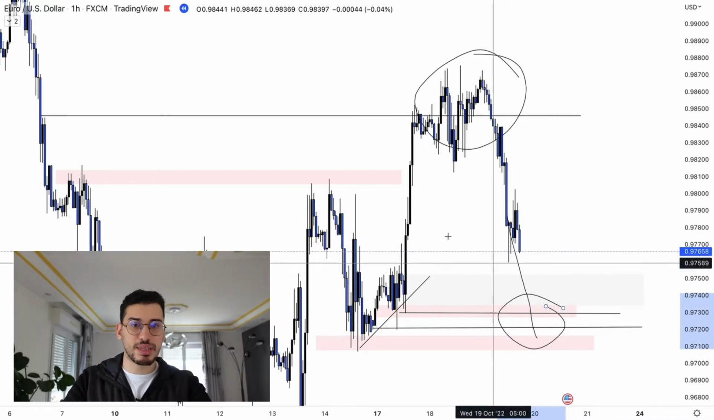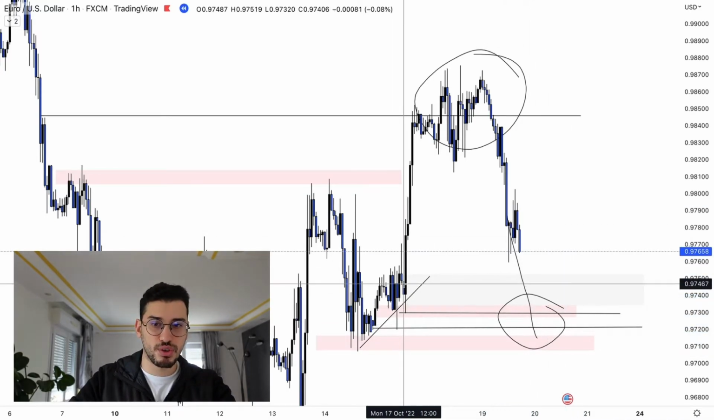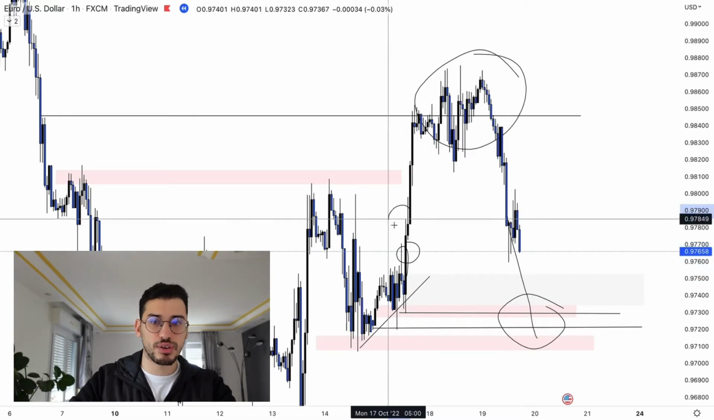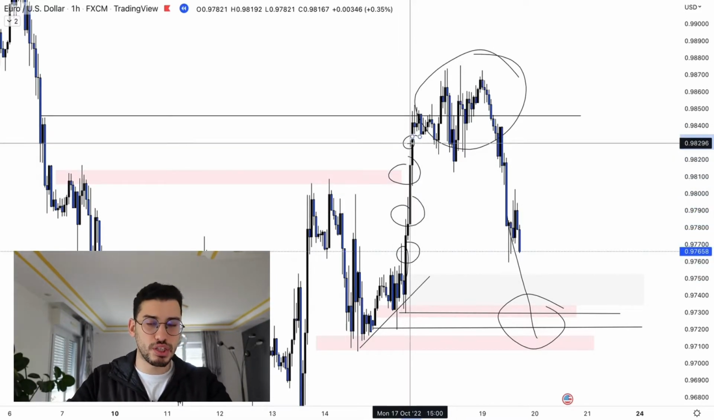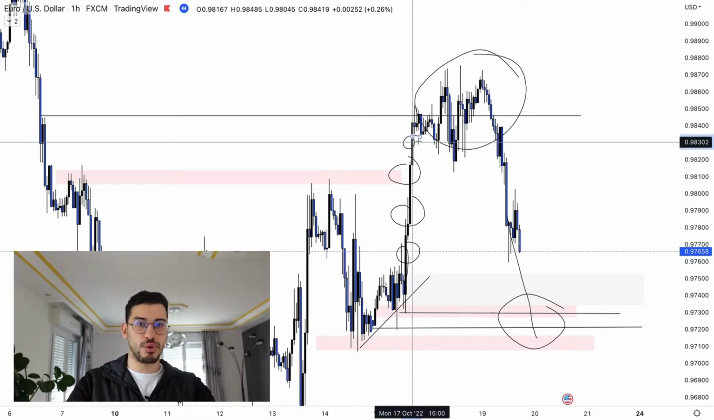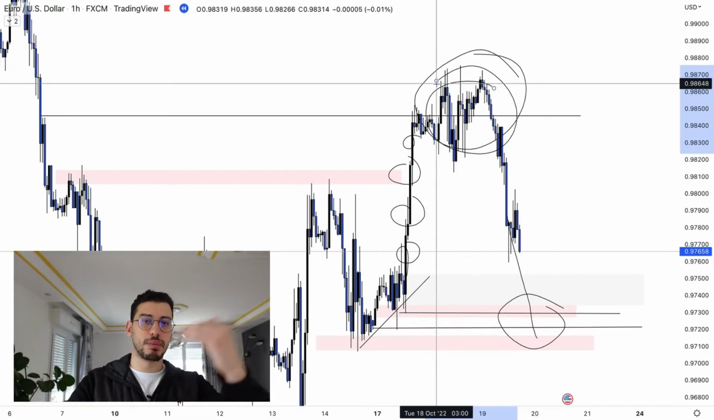Now, the problem is that most of you guys are trying to sell everywhere. So as the market is pushing through to the upside, you're trying to sell here, trying to sell here, trying to sell here, trying to sell here. I'm waiting patiently for one of the liquidity areas to be grabbed, and then my fundamentals say down, and I decided to sell from here.